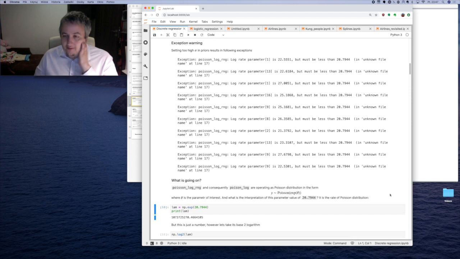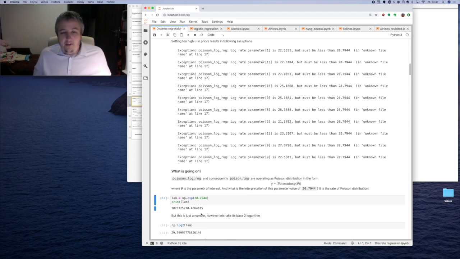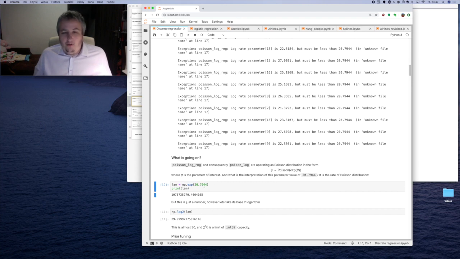So why is the value of 20.7944 relevant? Well, let's look at this number. This is a relatively big number because when we compute the lambda, so the rate, which is an exponential of 20.74, it is a number that is 1 billion with a bit. So 1 billion is a big number, but it's still a number. So why is it here?